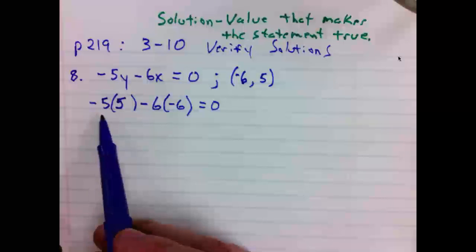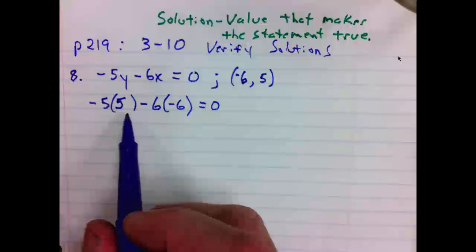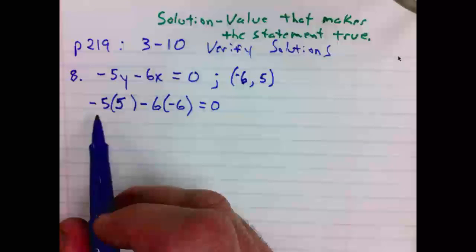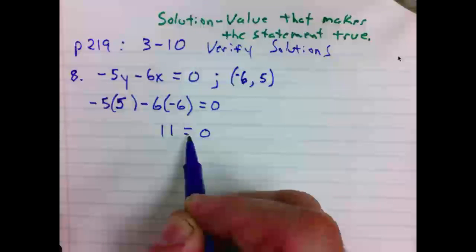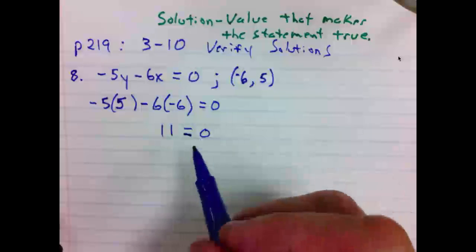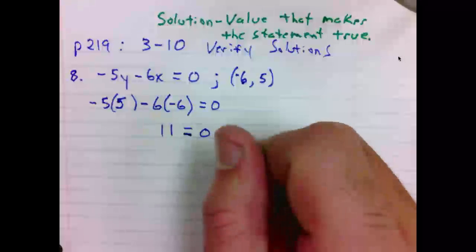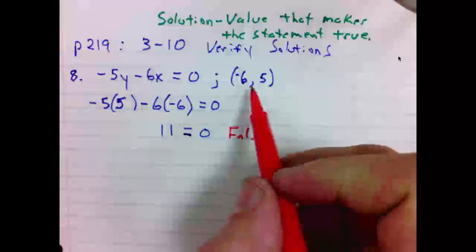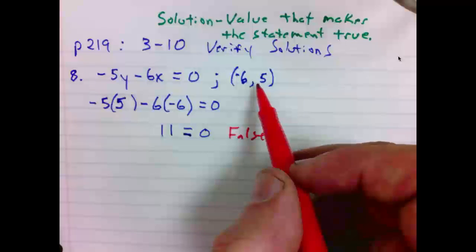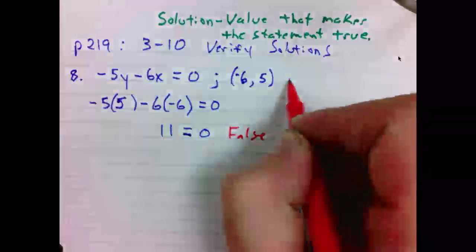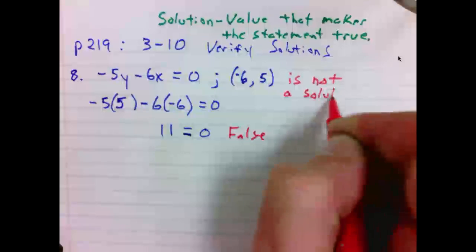Using your calculator, evaluate the left side of this equation. Evaluating the left side of this equation yields 11. Now, true or false, does 11 equal 0? Of course, this statement is false. Therefore, negative 6, 5 does not yield a true statement. Therefore, it is not a solution. Negative 6, 5 is not a solution.